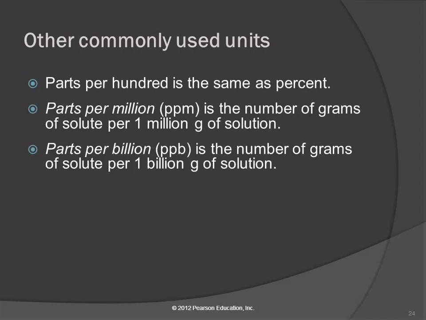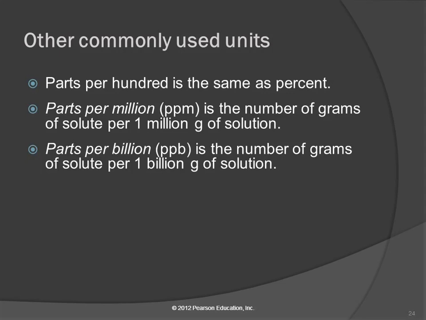There are other commonly used units, parts per million, parts per billion. We don't often hear this called parts per hundred, but parts per hundred is the same as percent. Percent means per hundred. Parts per million is how many grams per million grams. And parts per billion is grams per billion grams. And those can all be used as conversion factors.